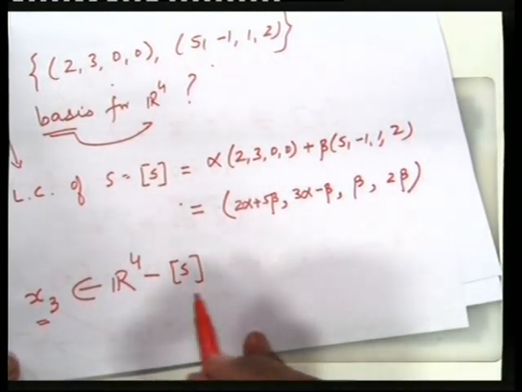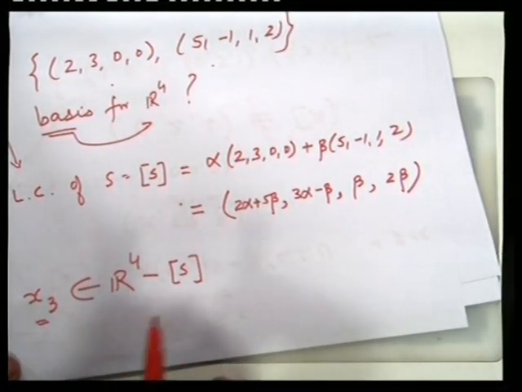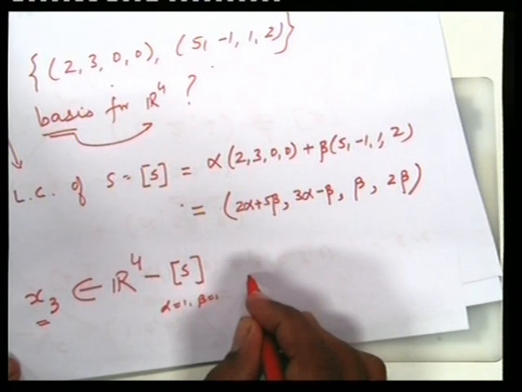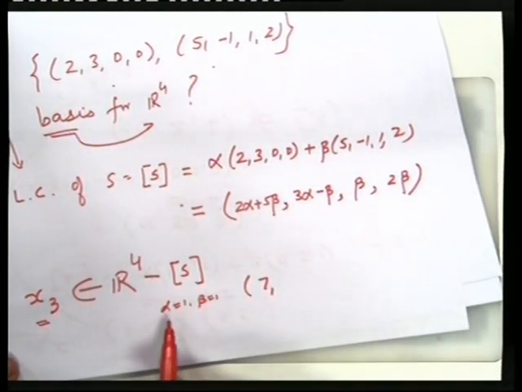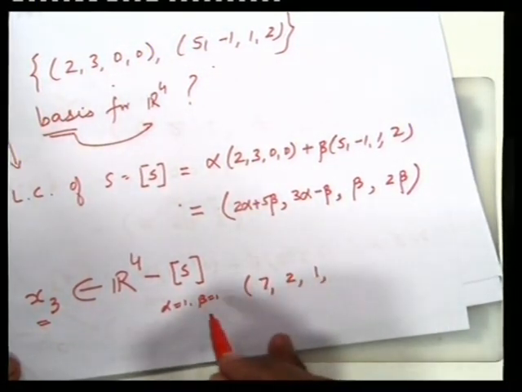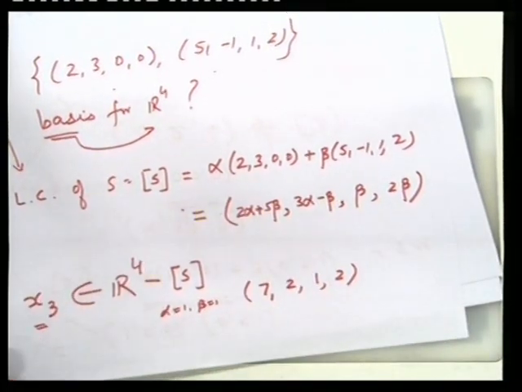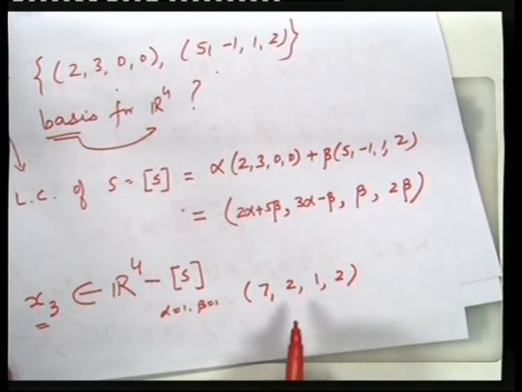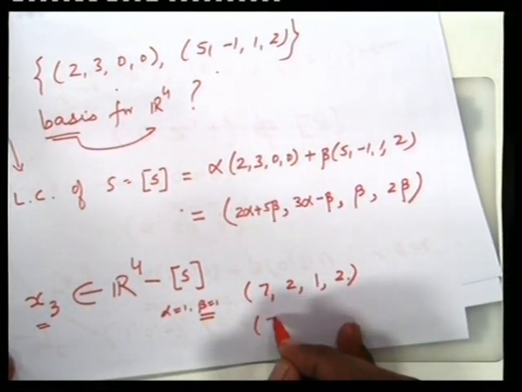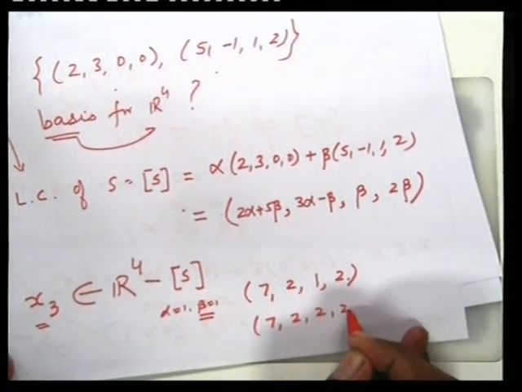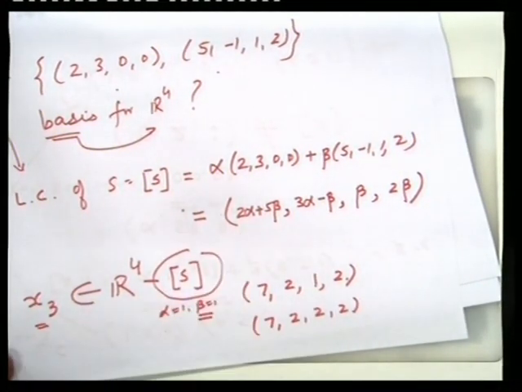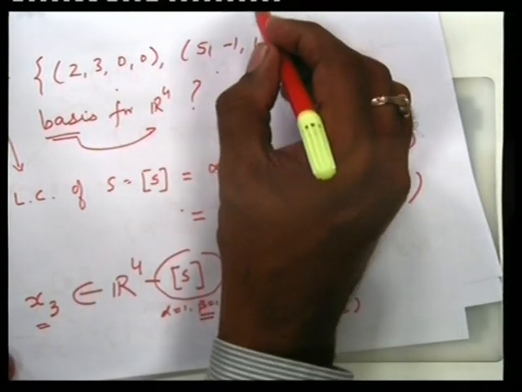So again think of a very simple example. Take alpha equal to 1 and beta equal to 1. Then we will definitely get 7 here, and 2 here, since beta is 1, this will be 1 and this will be 2. Now if we slightly change the coordinate, and instead take (7, 2, 2, 2), then definitely this vector will not be a part of the span of S. And we can add this vector into S.